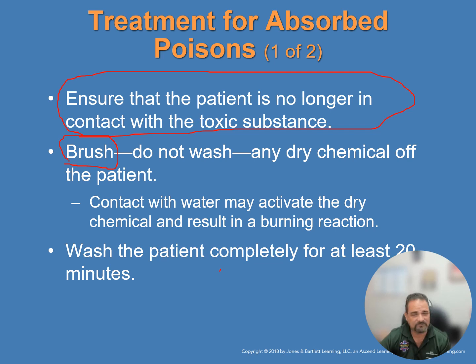Contact with water, it very well may activate certain types of chemicals to do a big reaction. Like if you have magnesium, water hits magnesium and it burns. So we want to make sure that we identify what it is and we brush off what we have before we start the washing process. We always say in the field, the solution to pollution is dilution. So get the powder stuff off and then dilute it with water, water, water, water.